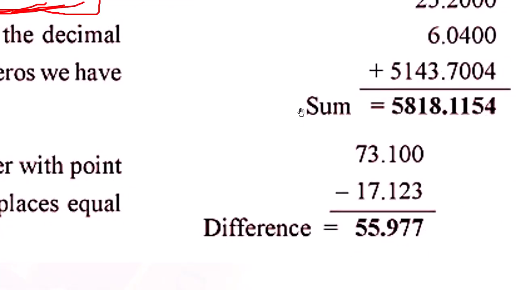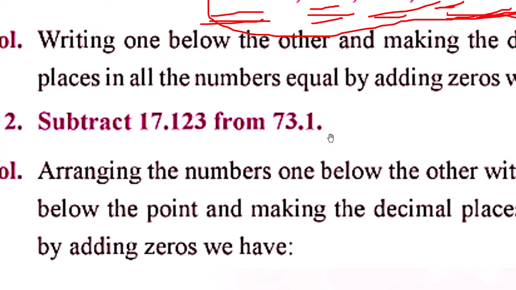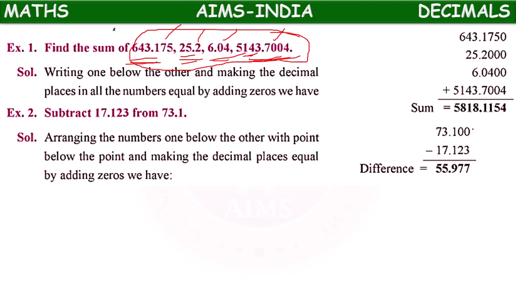then also the same condition, because here 3 decimal places are there, here 1 is there, we can keep 2 zeros. We have to subtract this number from this number, so 73.1 is to be written first, with 2 zeros, then 17.123. From 0 we cannot remove 3. We can borrow 1 like normal subtraction. From 10, 3 goes, means 7.